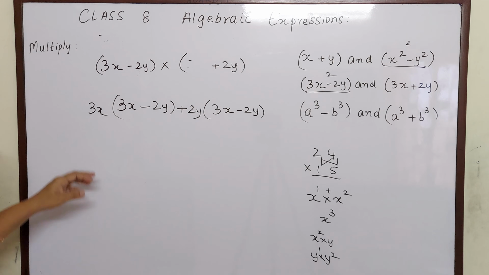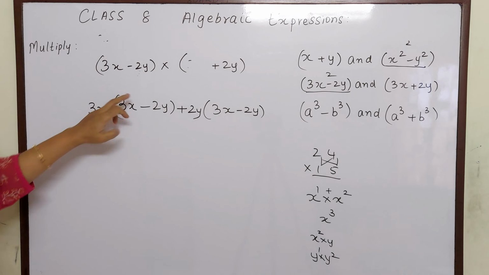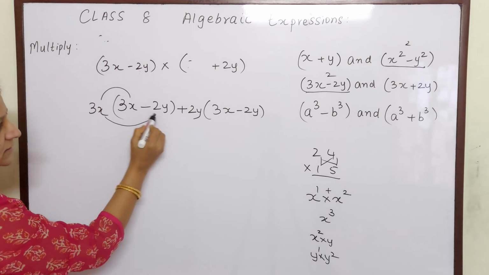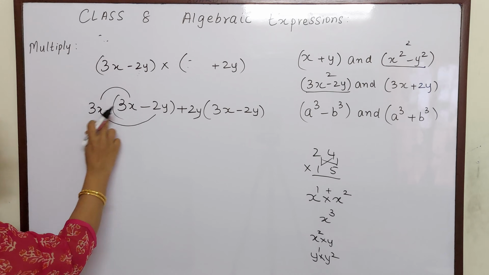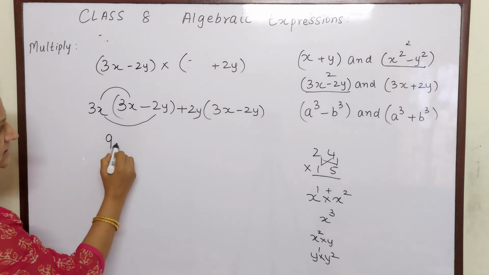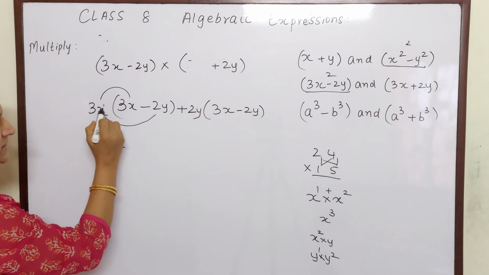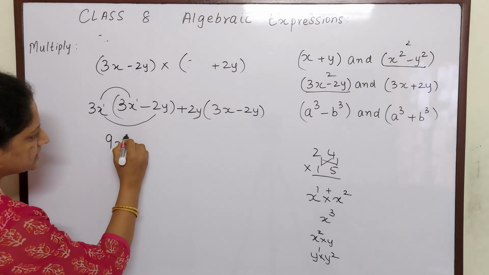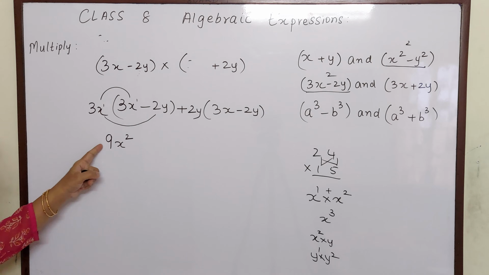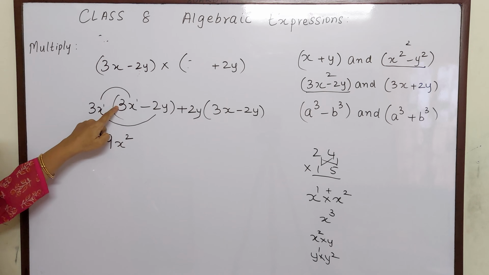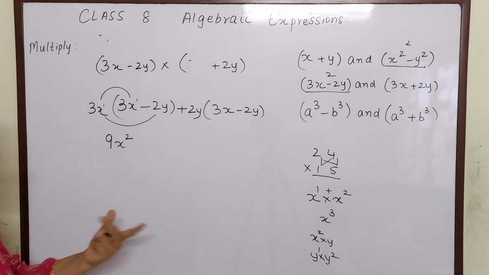Now our next step is multiply this 3x with 3x. Then multiply 3x with 2y. So 3 into 3 is 9. X into x is, because this has no power, it means this is 1. So x raised to 1 into x raised to 1 is x raised to 2. Now a plus sign is there because, children, this is also not having any sign. This is also not having any sign. It is positive. So leave that.